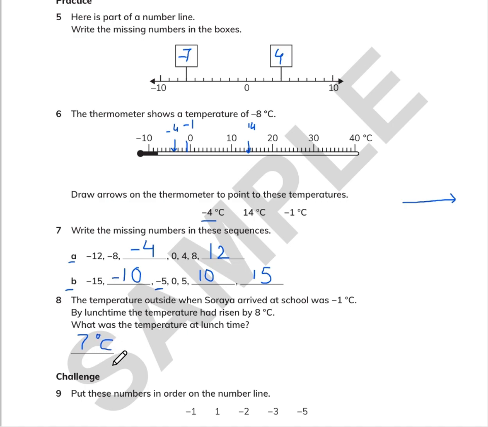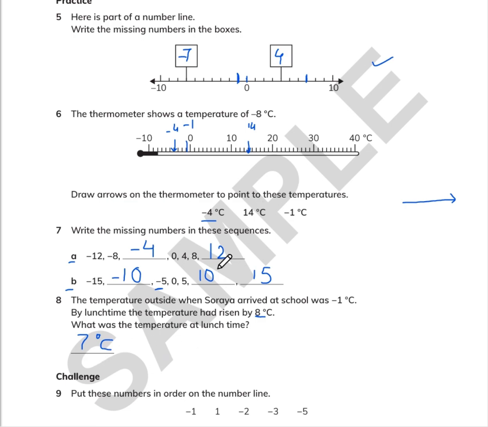You can take the help of number line for this question as well. Here we have this number line. We can take help from this. So we will start from -1. This is 0, so this one is -1. The temperature had risen by 8 degrees centigrade, so we will add 8 in there. So 1, 2, 3, 4, 5, 6, 7, 8. This is 8, and which number is this? 4, 5, 6, 7. So our answer was 7 degrees centigrade.